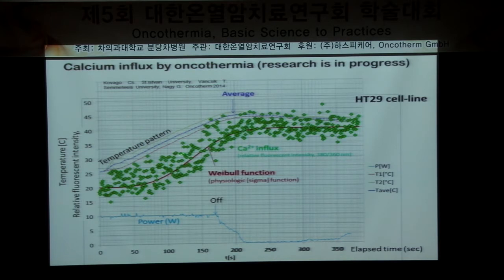This is the calcium influx, which we have measured. Of course, it's very noisy, but you can see very well with the Weinberg fraction, with the physiological function, the fitting, and it well follows the temperature growth. And then you switch off, it remains because the calcium influx is not so quick. The calcium extracts is not so quick. Influx is.